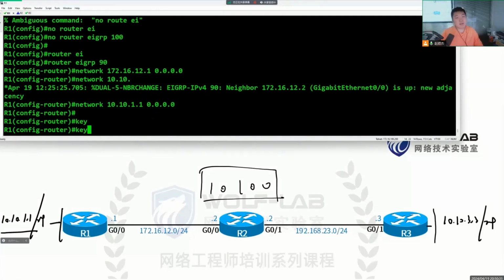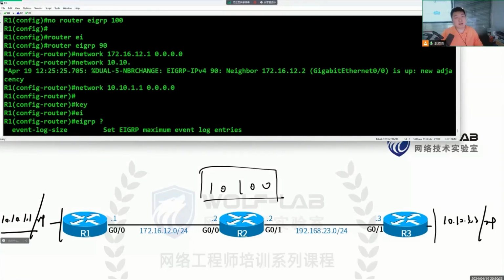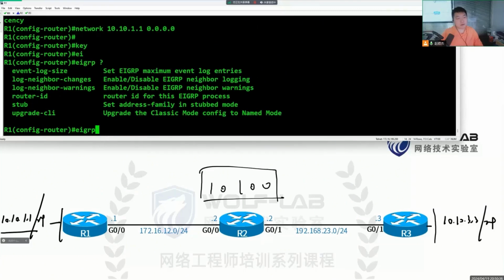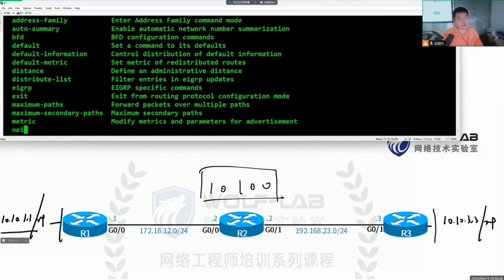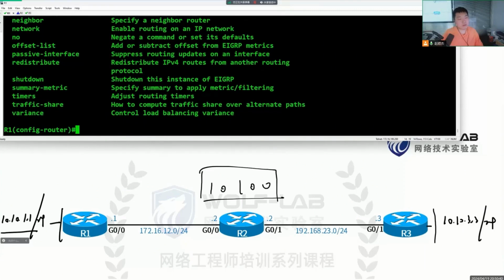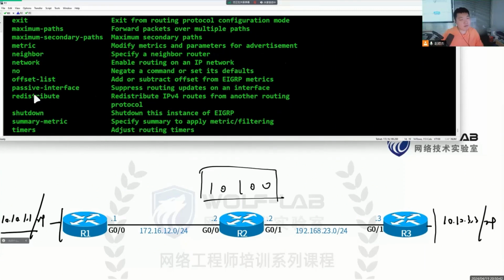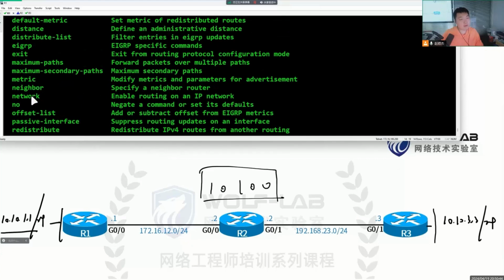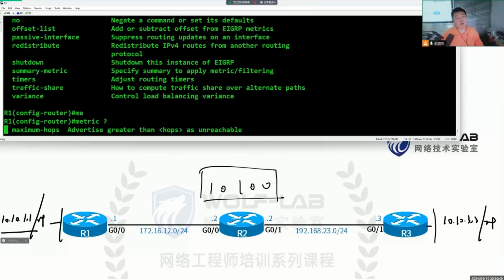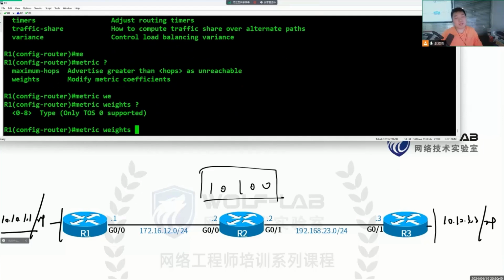So for R1, the command seems a bit outdated. I haven't used it in a long time. Sorry, let me find the metric command. Found it, metric weights. When modifying our EIGRP K values, there is also an additional parameter called TOS, students. There is an additional field called the TOS field.